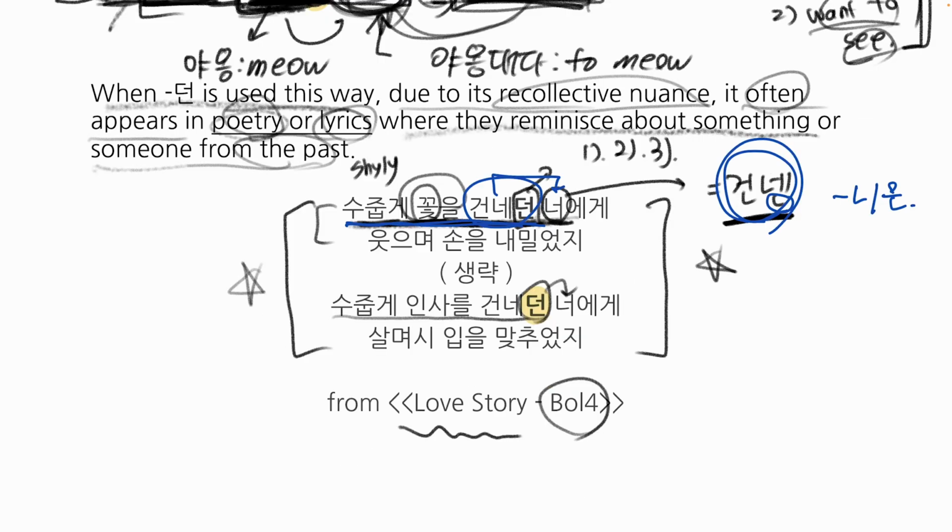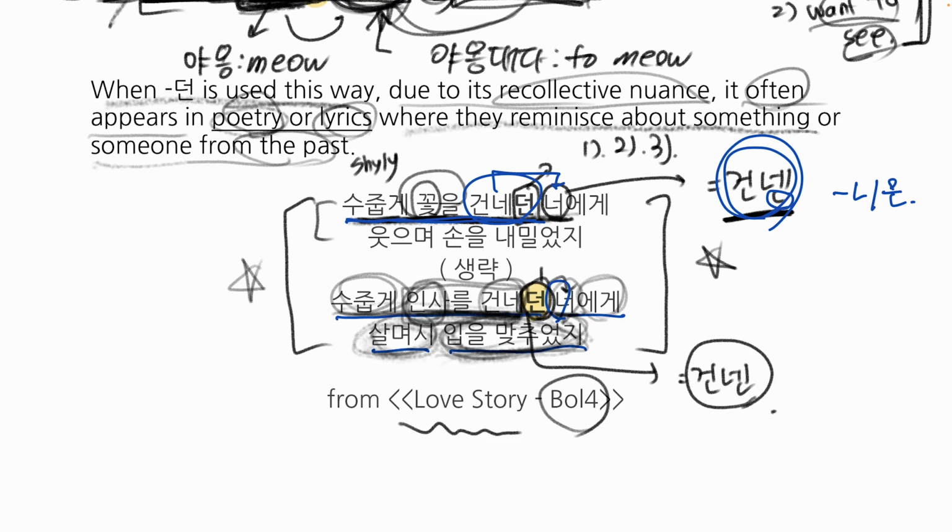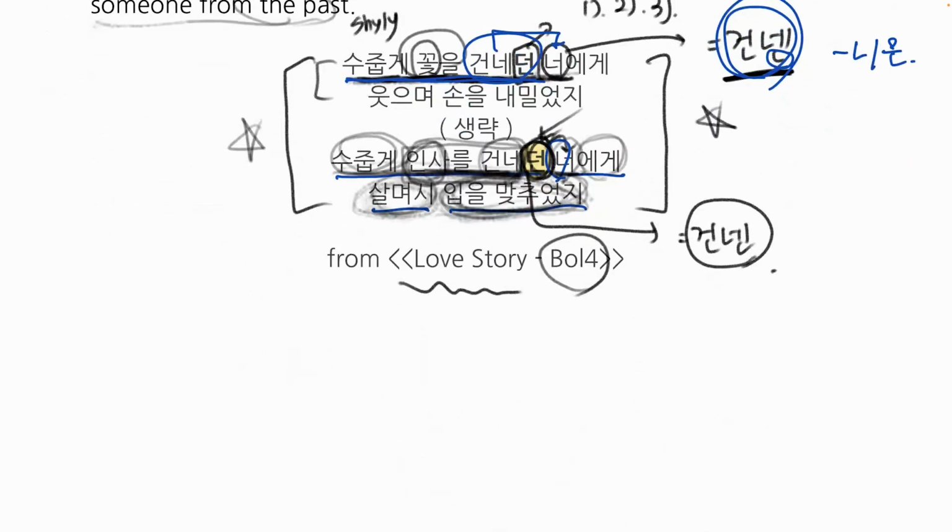그리고 the same with this part, 수줍게 인사를 건네던 너에게 살며시 입을 맞추었지. So to you who 인사를 건네다 means to hand over the greeting. So it means to offer greeting, as in to say hi. So you who is saying hi shyly, 살며시 입을 맞추었지. I kissed lightly. There's no problem if you replace it with 건넨, but it will kind of lose that recollective nuance, that more endearing nuance. So that's pretty much all there is to cover about verb adjective 던.